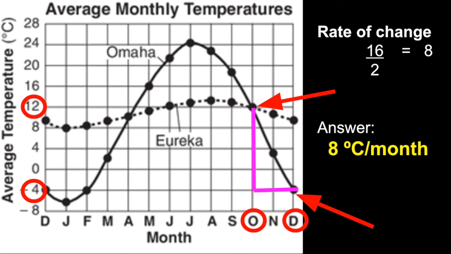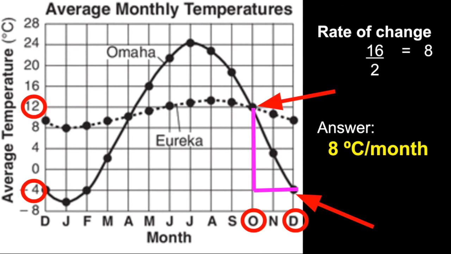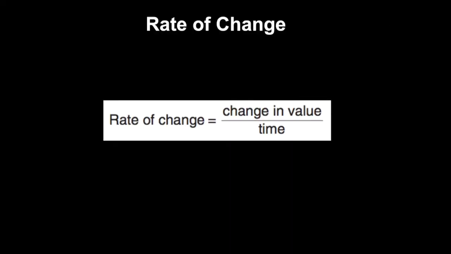So hopefully this video helped you understand the rate of change a little bit easier. Eventually, if you want, now for the next question, which has to do with the other line, which is Eureka, you follow the same idea, the same pattern, the same formula that I gave you about rate of change, which is the change in value divided by time. Hopefully this helped so you can better understand how rate of change works and how we can apply it in different ways in graphs and calculating it as well.